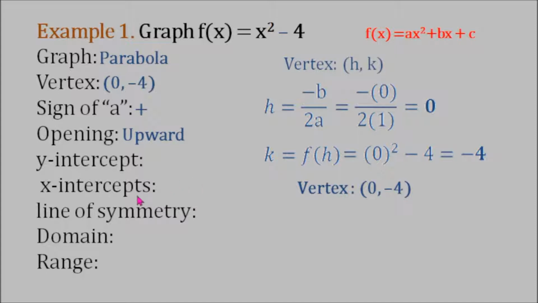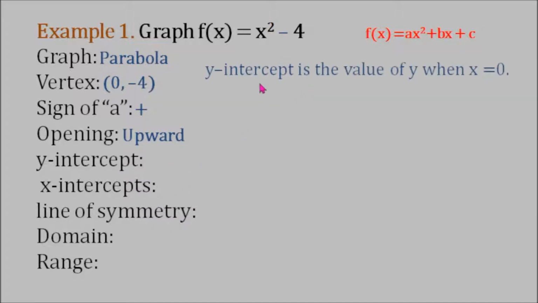Now let's find the y-intercept. The y-intercept is the value of y when x is 0. If we substitute 0 into x, we have 0 squared minus 4. This gives us negative 4. So the y-intercept is negative 4.